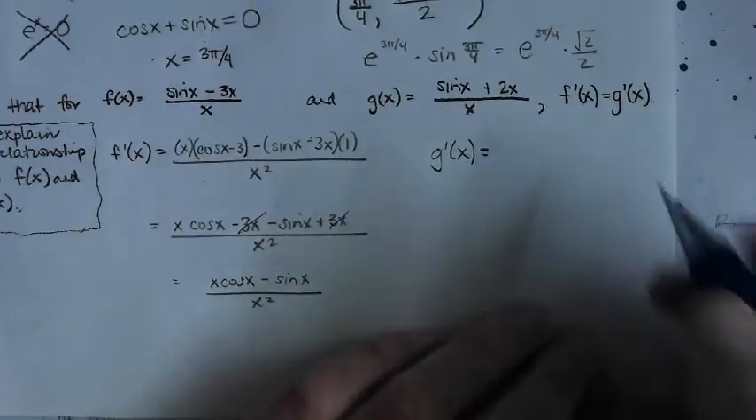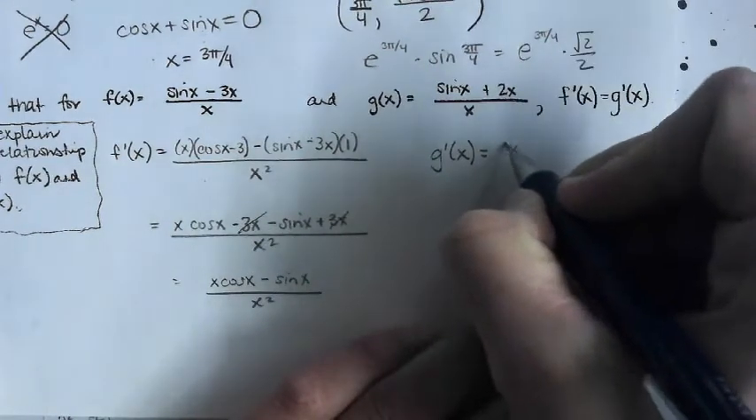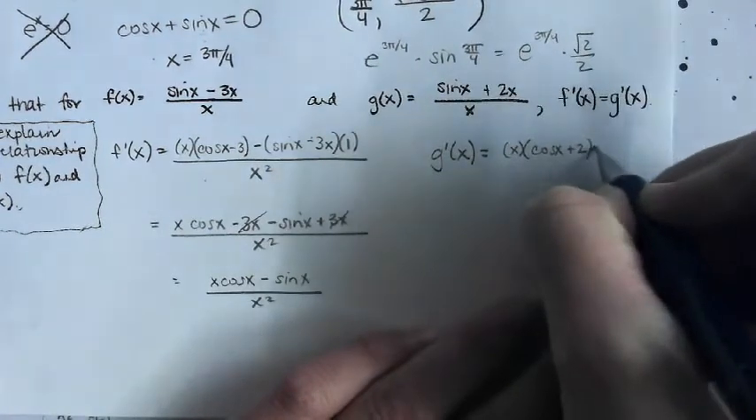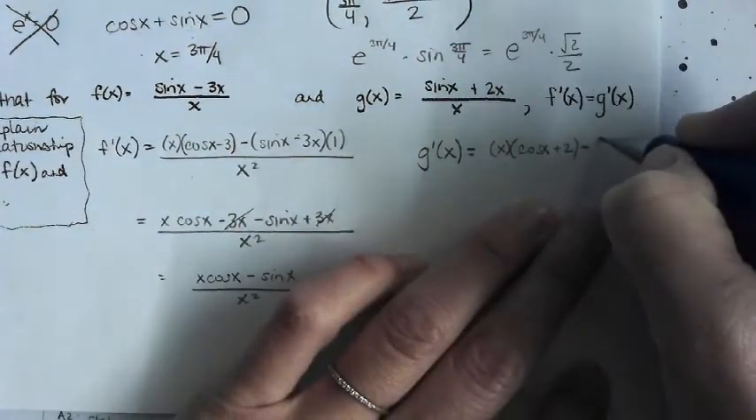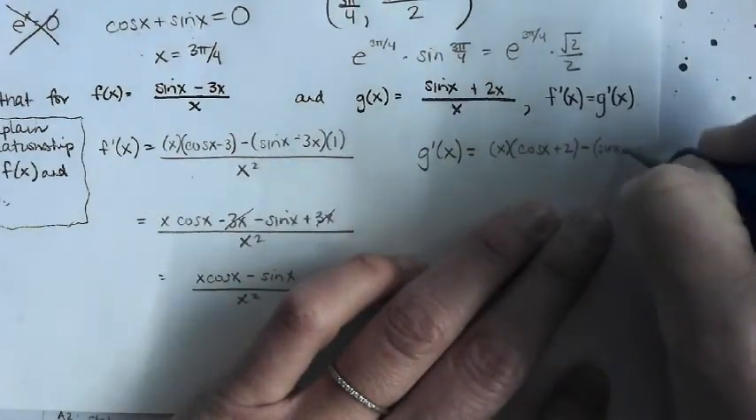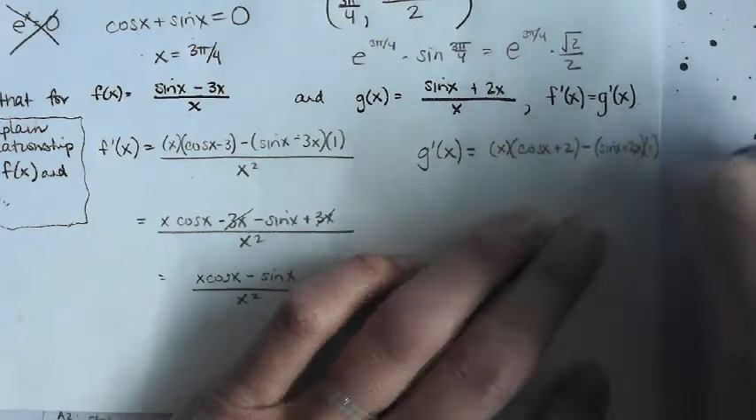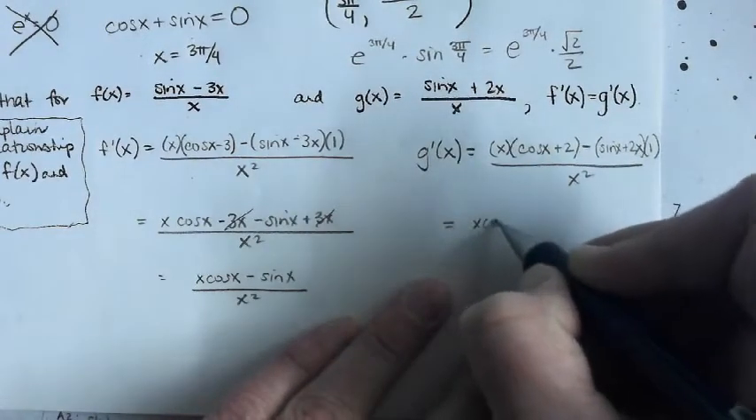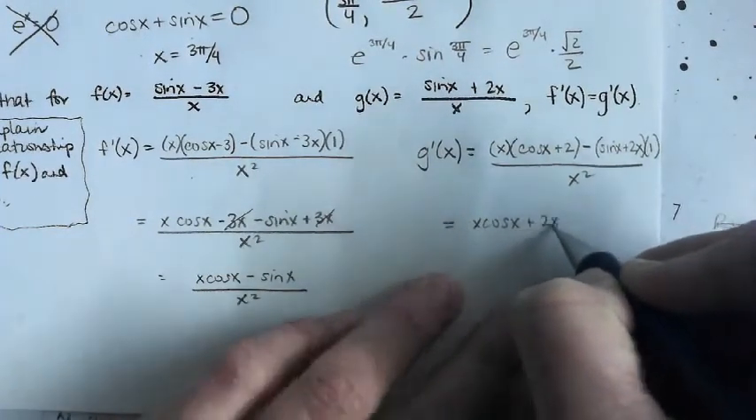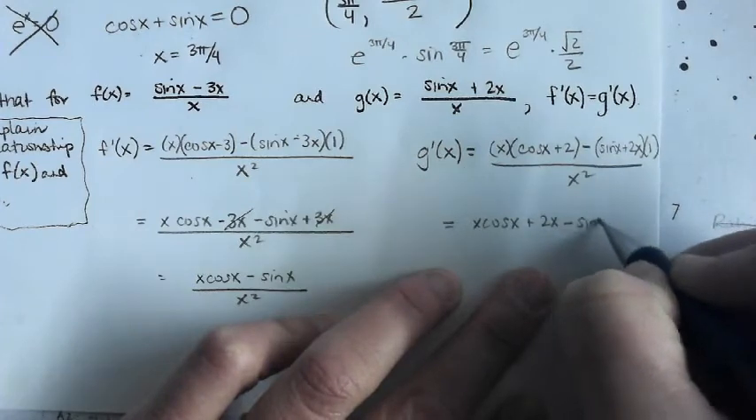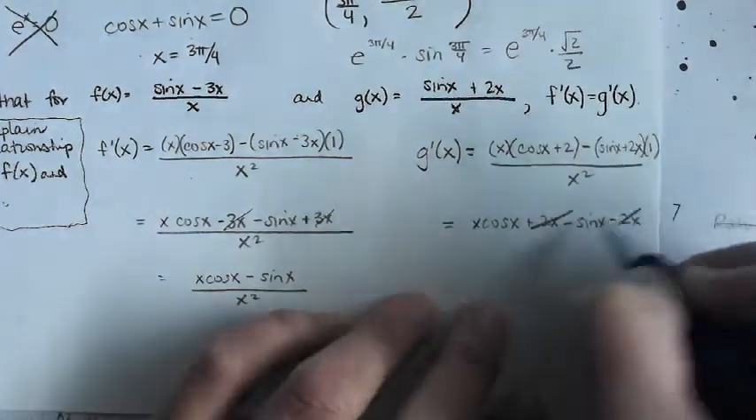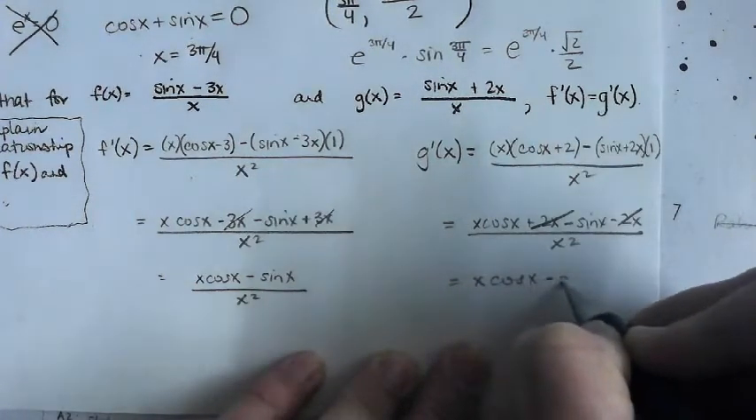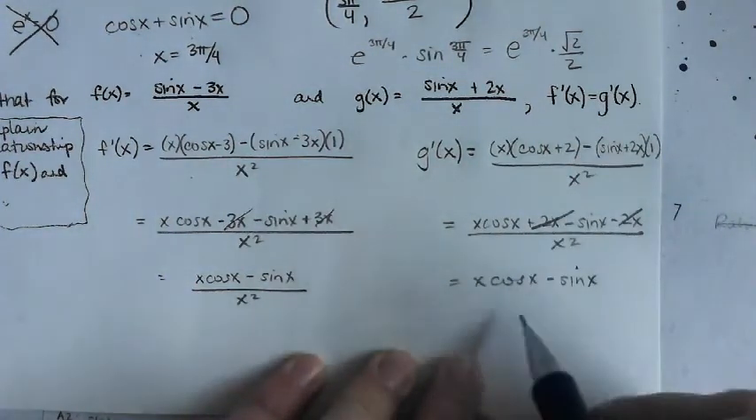Second one, quotient rule: bottom times the derivative of the top, minus the top times the derivative of the bottom, which is just 1, all over bottom squared. It's going to simplify to x cosine x plus 2x minus sine x minus 2x. Your 2x's are going to cancel, and we get the same thing. So we verified.